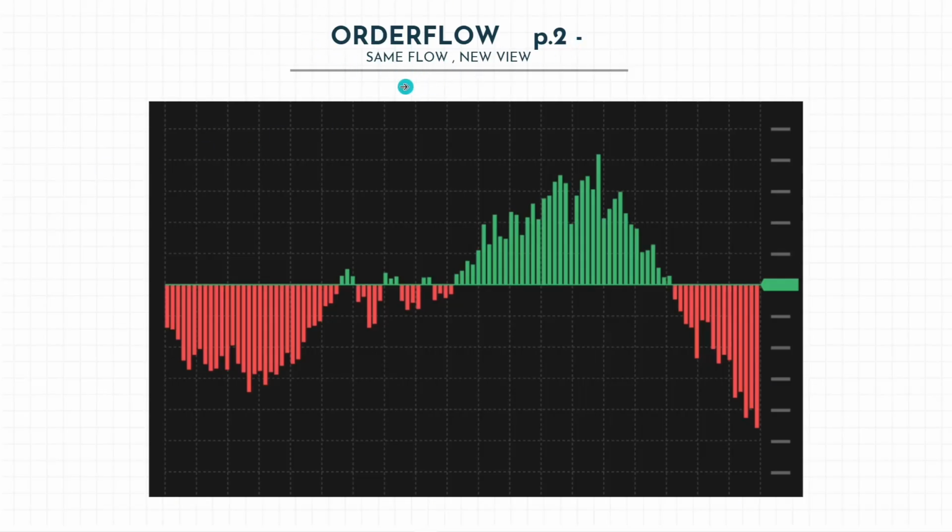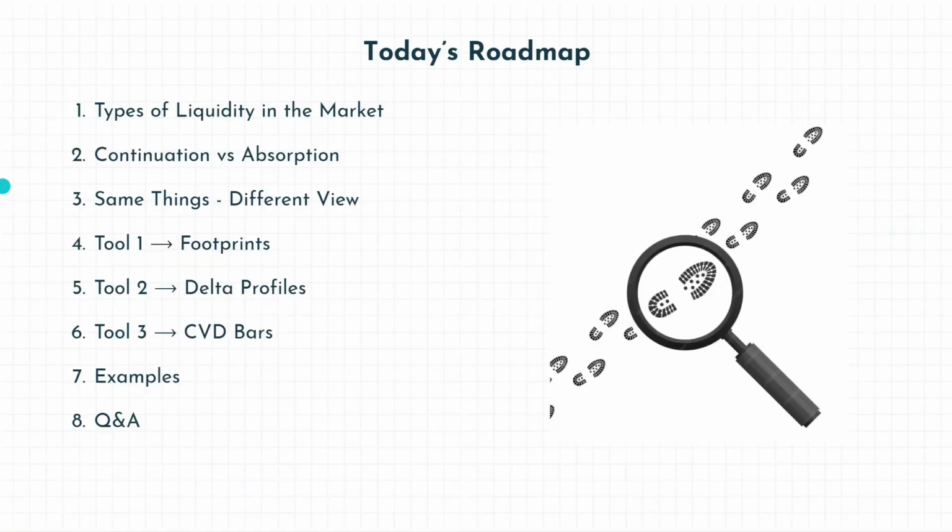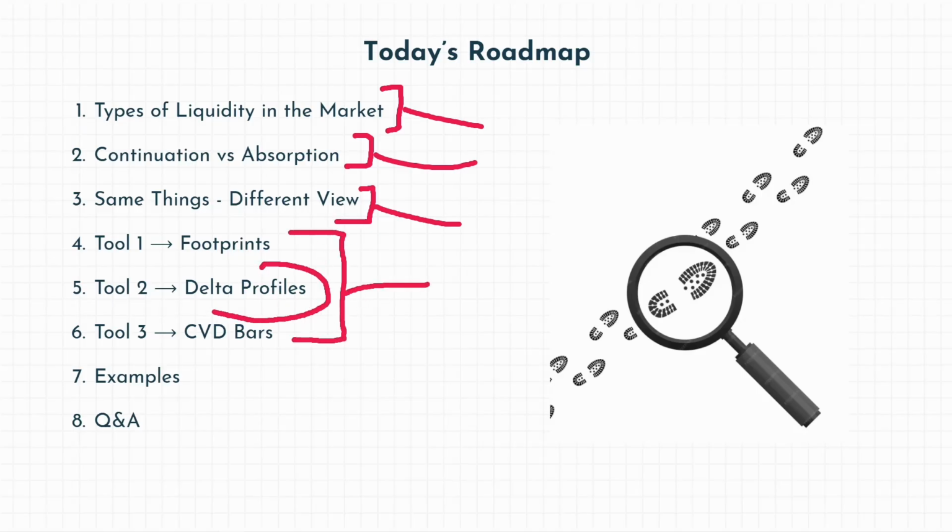I called it Order Flow Part 2, the same flow with a new view. Here's the roadmap for what we'll discuss. This will be a rebrief of what we discussed in the first webinar. I'll go over the types of liquidity you'll see in markets and then the types of order flow you want to pay attention to as a day trader. Then I'll talk about the different types of views you can use for order flow. So what that means is the different tools. There's footprints, delta profiles, and CVD bars. And then we'll go over some examples and do a bit of Q&A.